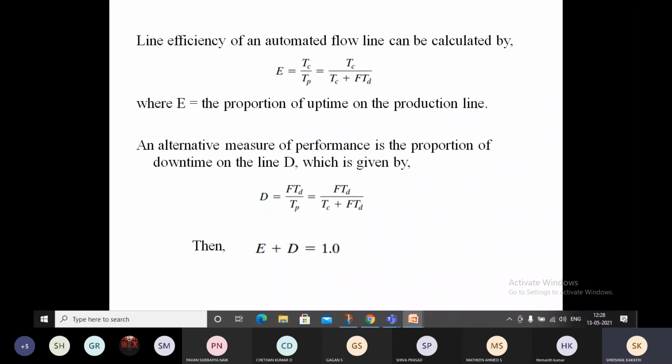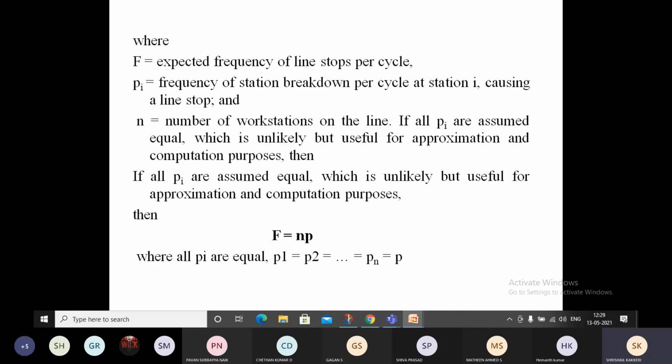Okay, so suppose the efficiency is 95%, then 5% is downtime. So efficiency plus downtime is equal to 100%. The line efficiency E is equal to TC divided by TP. Already we know that RC is equal to 1 by TC, and TP we can obtain from RP is equal to 1 by TP, and this efficiency E is equal to TC divided by TC plus FTD. So TP is equal to TC plus FTD, already we know. So this I have substituted: TP is equal to TC plus FTD.